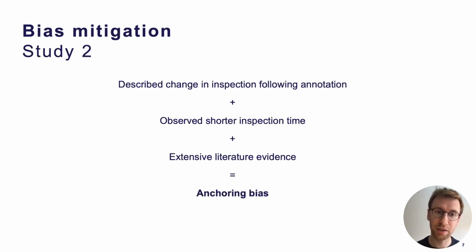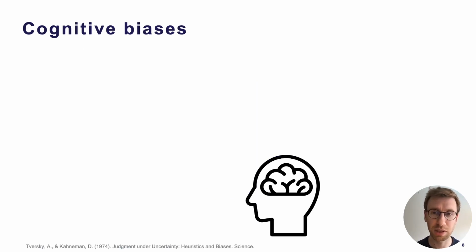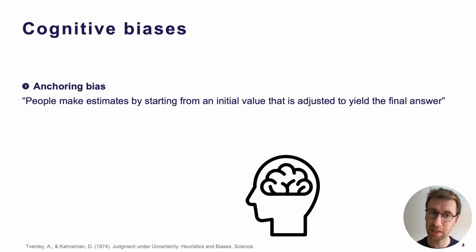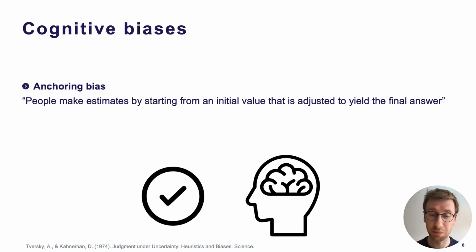So taking this together, the change in behavior, the observed shorter inspection time, as well as the extensive literature evidence from psychology, we are dealing here with something called anchoring bias. Anchoring bias is a type of cognitive bias in which people make estimates by starting from an initial value that is then adjusted to yield a final answer. To give a very simplified example, if we are presented by a recommendation that everything is okay, we are more likely to follow that recommendation.